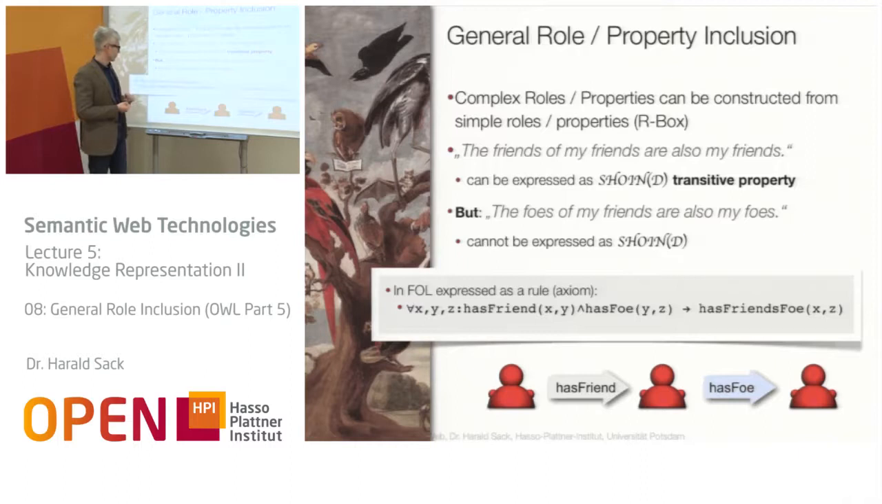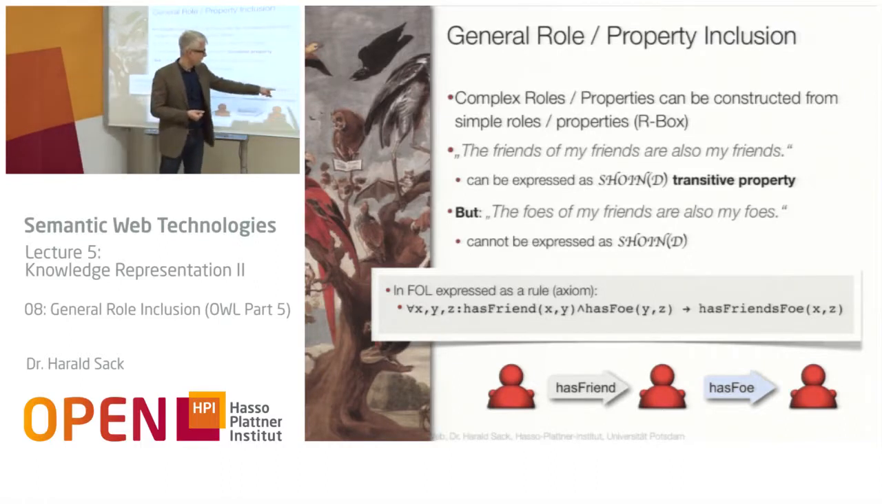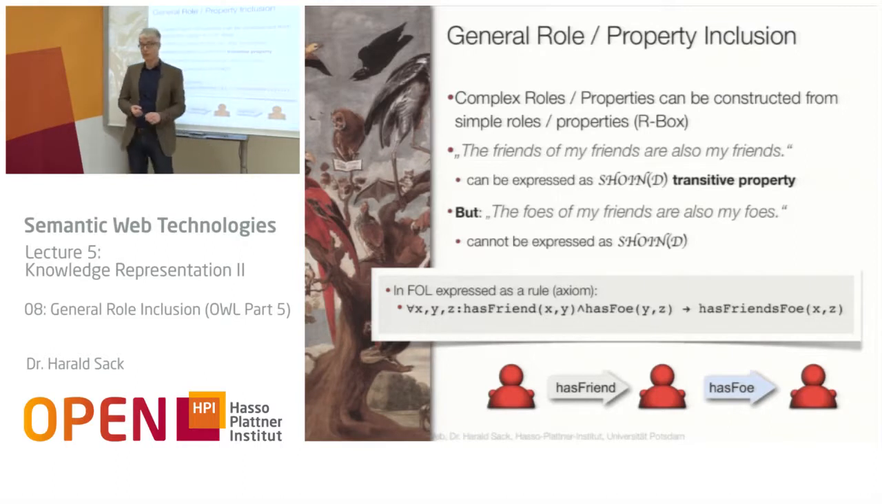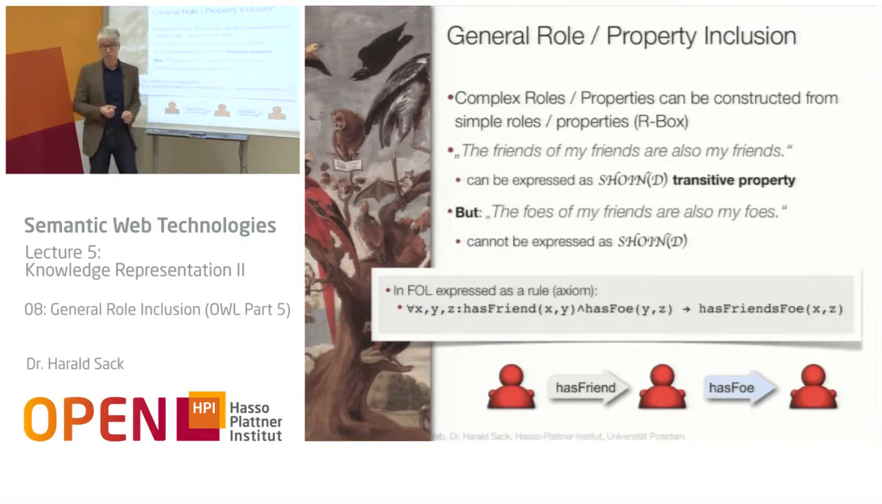So in first order logic, it can easily be expressed to say that for all x, y, and z, it holds that if x has the friend y and y has the foe z, then x also has the foe z. So this is pretty simple. But to formulate this in description logic is something else. Let's try to do this first.